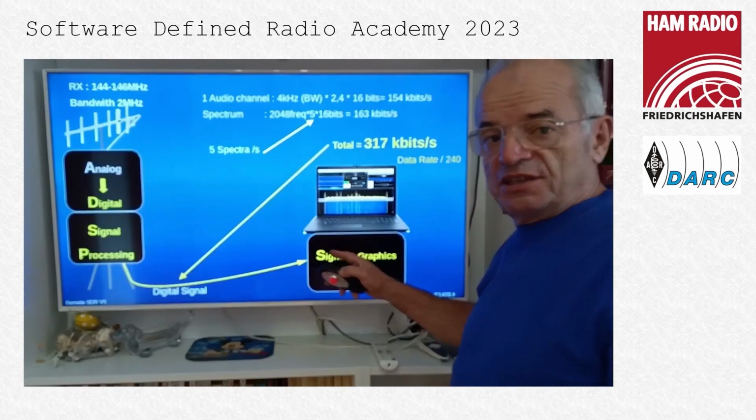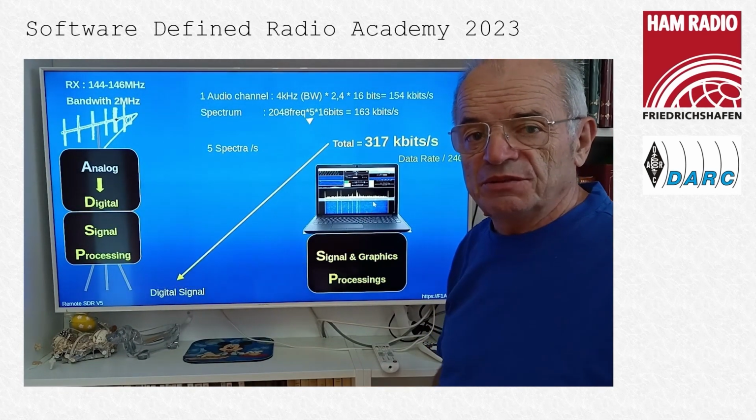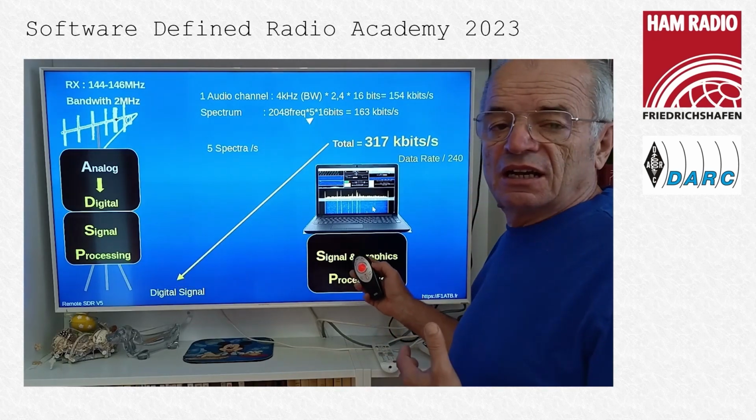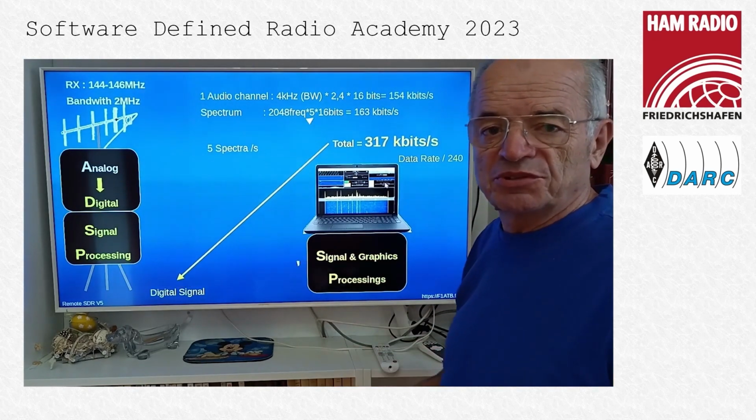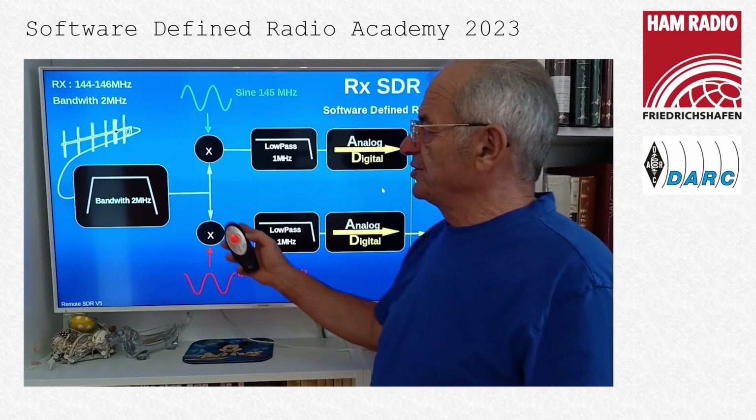Here on the PC, you can implement the graphic processing. We need it to display all the information, and we can also add some signal processing. We will see that later. The signal processing at the beginning.